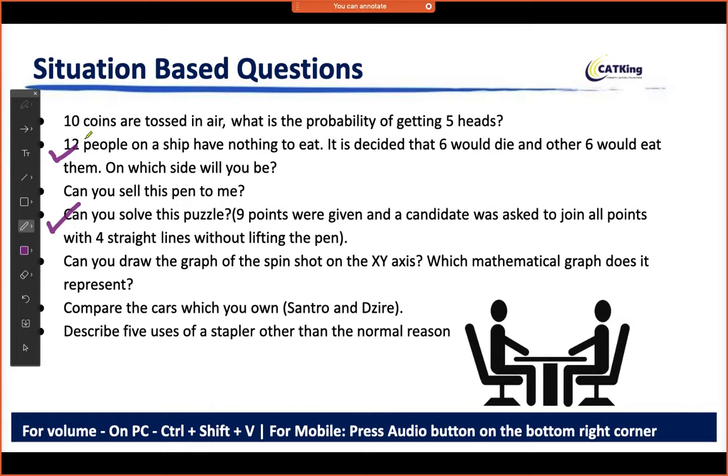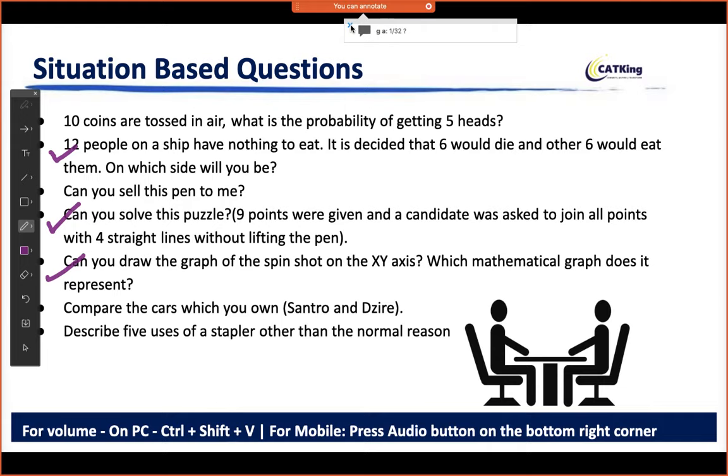All right, then also from the perspective of maths, we get questions like, can you draw the graph of a given function on the axis? Mathematical graphs are also very important, which you have to keep in mind. So this is what you have to look forward to.